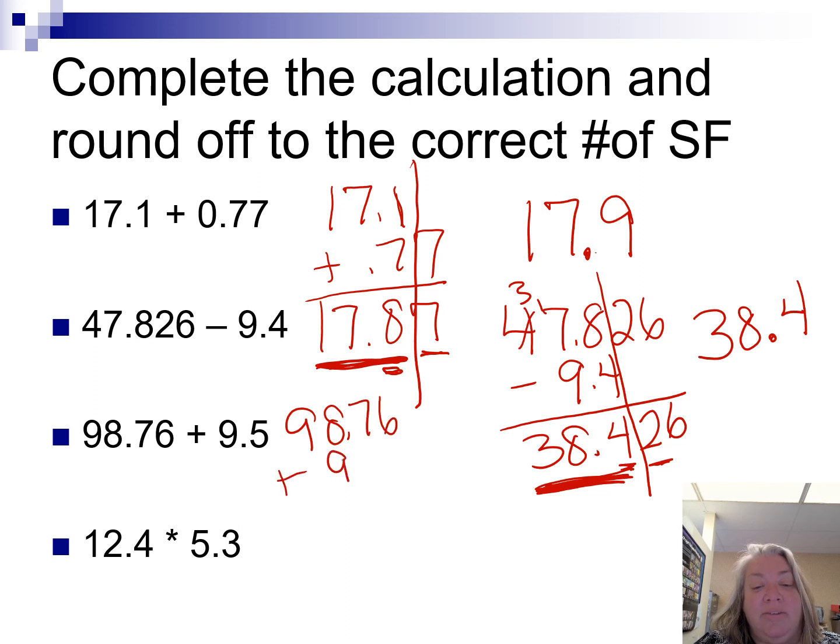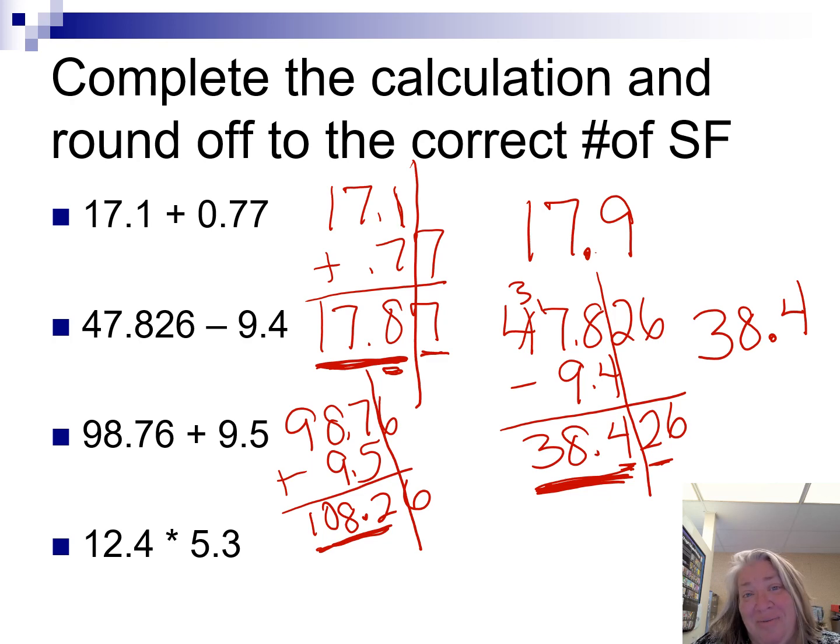98.76 plus 9.5. Let's see how good my math skills are. There we go. I have 2 decimals. I have 1 decimal. Because I'm adding, I go by the number of decimal places. I need 1. So in this case, I need these 4 places.